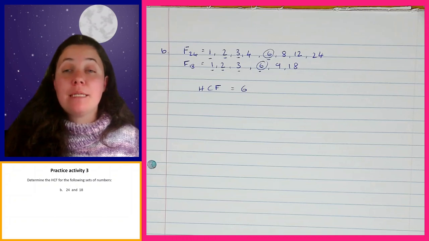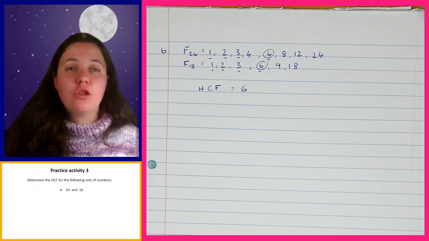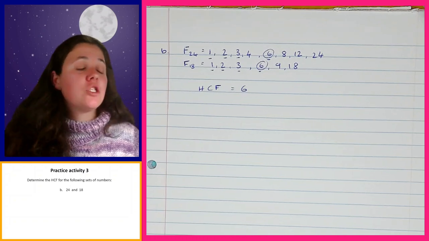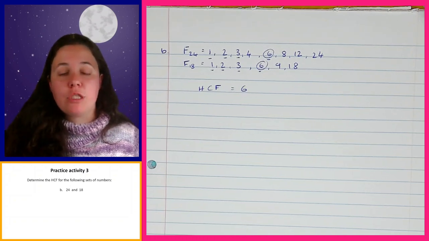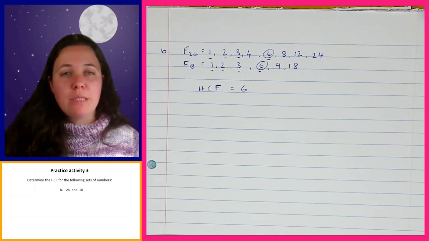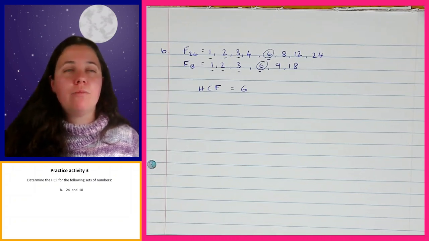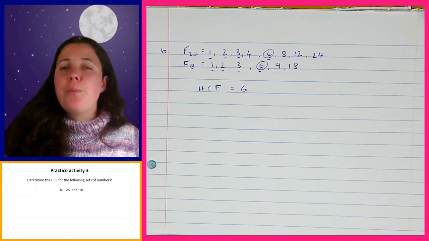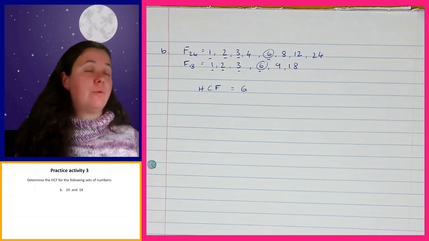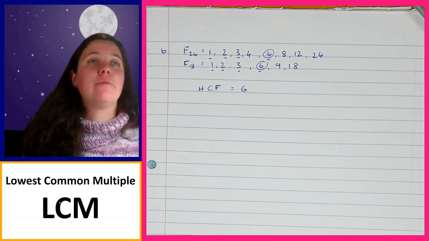And every time you add 6, you're getting another multiple of 6, but there's no limit to the number of times that you can add 6. So there's no limit to the number of multiples of 6. So we can't find the highest common multiple of two numbers because there is no highest multiple, but we can find the lowest common multiple, which is the LCM.